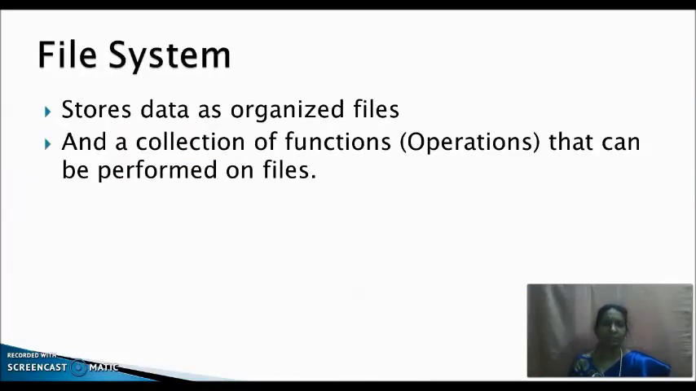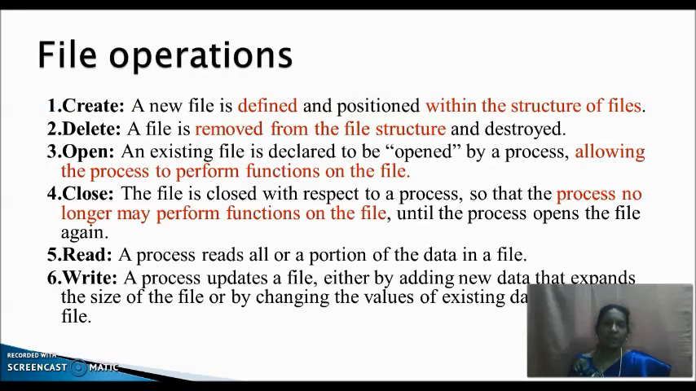What is a file system? A file system stores data as organized files and it is a collection of functions, that means operations. Now let's see file operations one after the other. First one is create. We are able to create a new file. Second one is delete. We are able to delete a file. Third one, open. We are able to open an existing file. Fourth one, close. The file is closed with respect to a process.